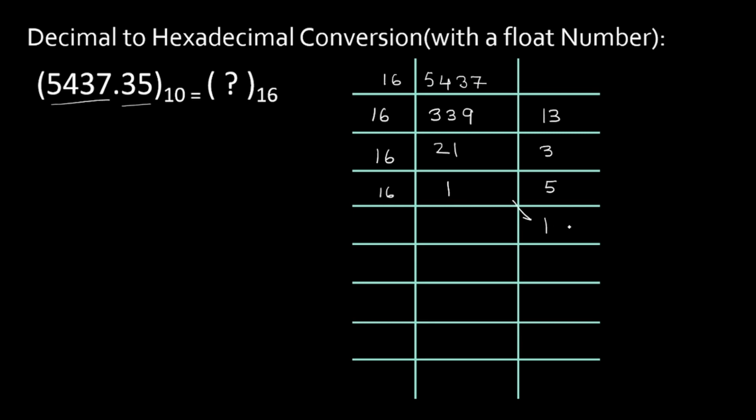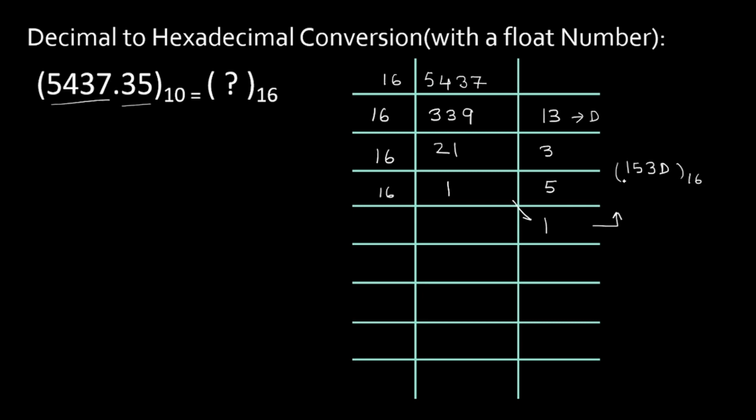So 1 is the MSD and 13 is the LSD, that is most significant digit and least significant digit, and 13 is identified by D, capital D. So moving from bottom to top, we will get 153D. So this is the hexadecimal equivalent of 5437.